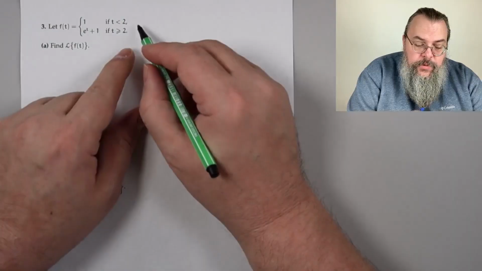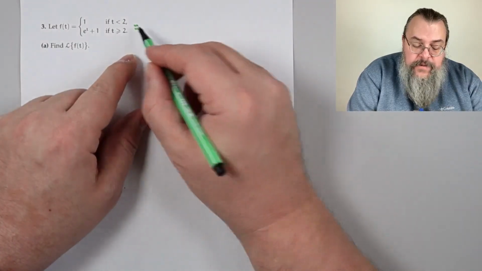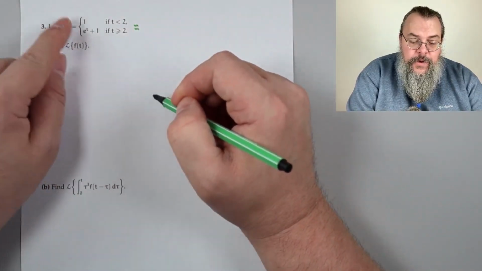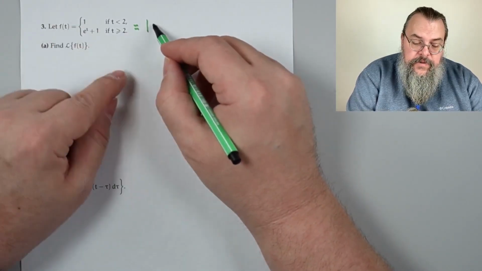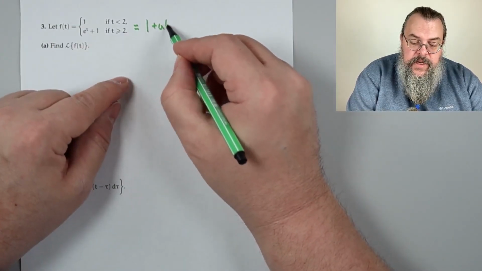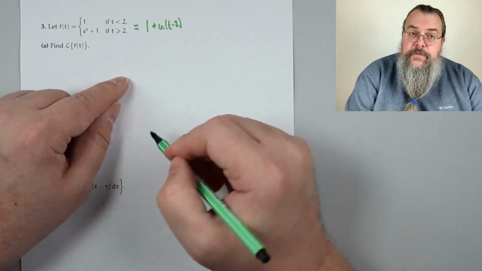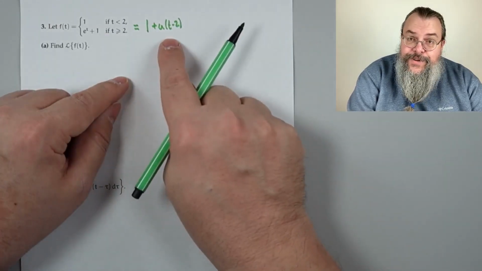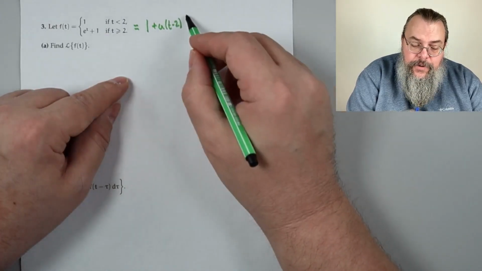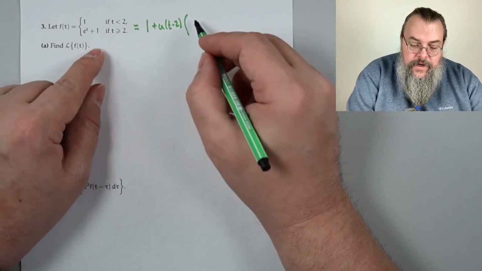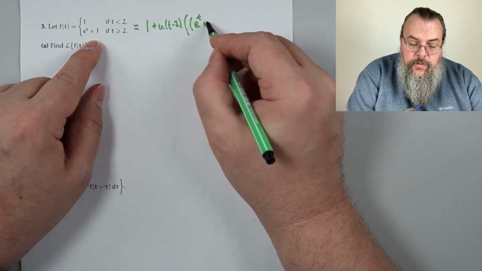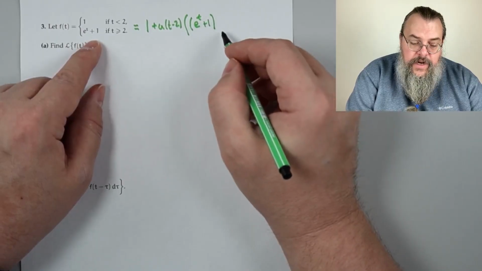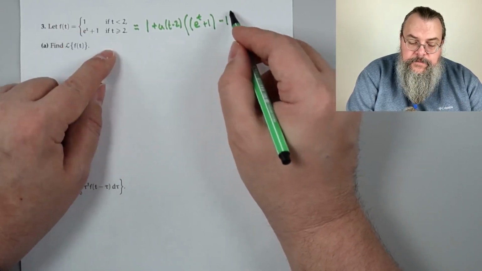Well, we rewrite this in a way that's going to be convenient for us to work with. We start with, what's our initial behavior? It's 1. And then we say, well, there is a change in behavior at time 2. So a change at time 2 means u of t minus 2. And now we say, well, what are we turning on? It's e to the t plus 1. What are we turning off? 1.